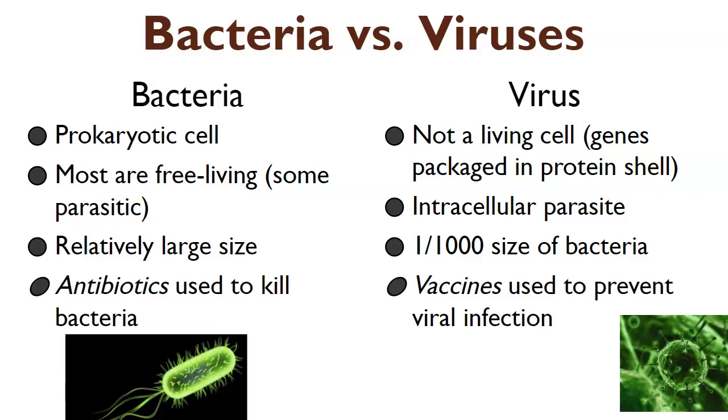Bacteria are kind of large. A virus is about 1/1000th the size of a bacteria, so very small, which is why they infect bacteria, and the bacteria can be like little factories to make lots of viruses. Antibiotics work on bacteria. They do not work on viruses. Vaccines are used to prevent viral infections.